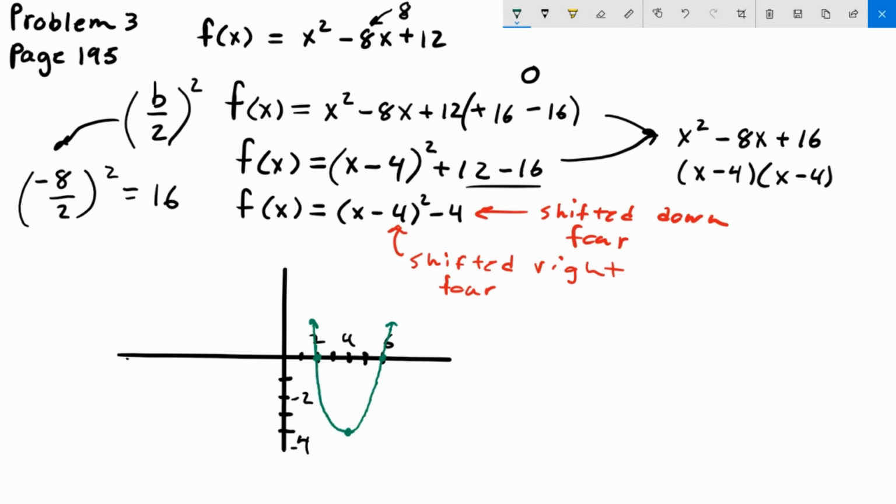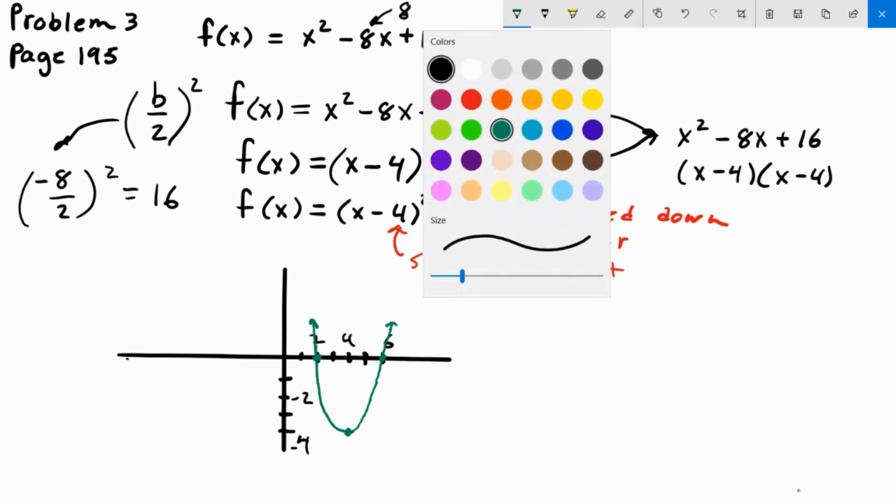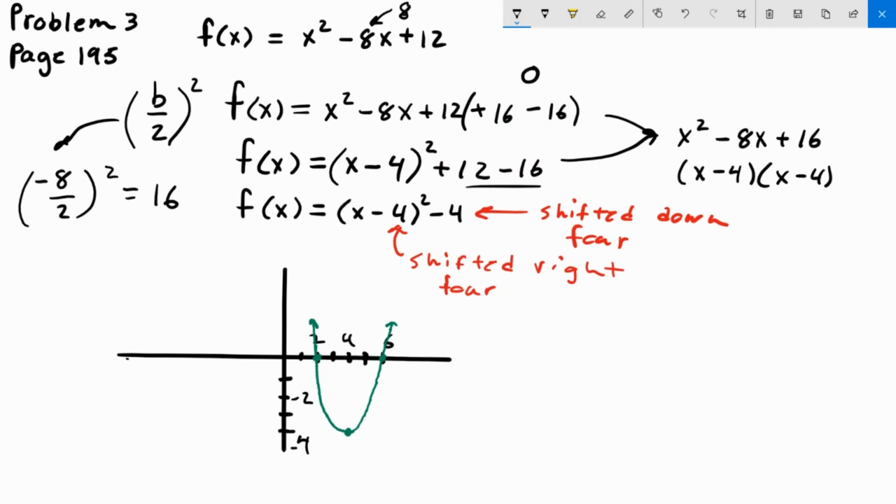All right, so there we go. We've graphed it. So that makes the next parts a bit easier. Okay, so this is part D of the problem, the last part, but I did it first because I think it makes it a little bit easier. All right, part A asks for the vertex.